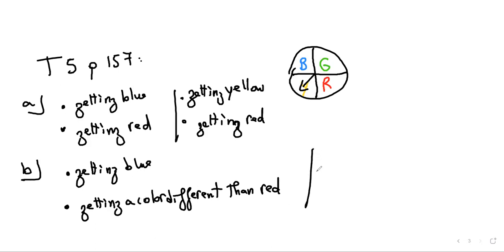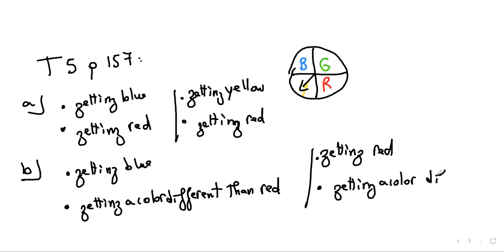You can also say getting red, and the second outcome will be getting a color different than yellow, for example. I know that the colors that are different than yellow are blue, green, and red.